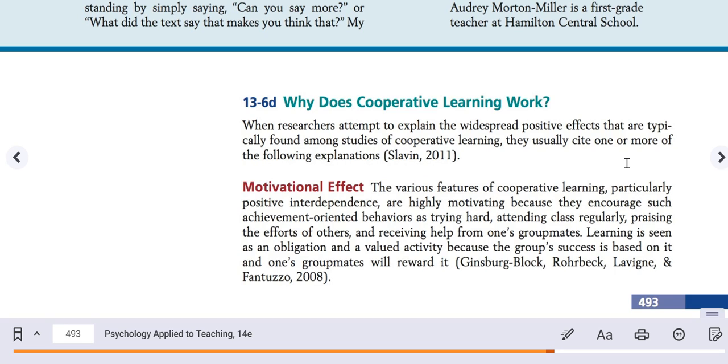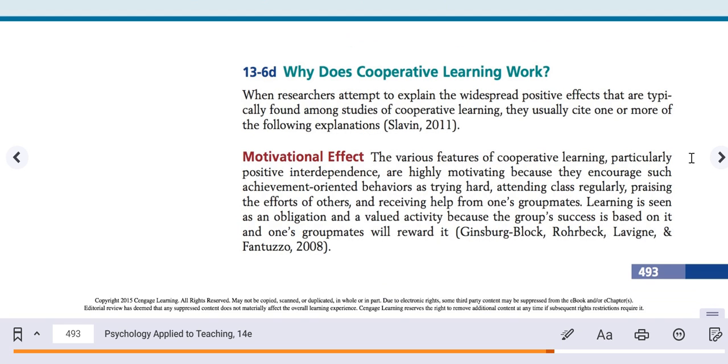Why does cooperative learning work? When researchers attempt to explain the widespread positive effects that are typically found among studies of cooperative learning, they usually cite one or more of the following explanations. Motivational effect. The various features of cooperative learning, particularly positive interdependence, are highly motivating because they encourage such achievement-oriented behaviors as trying hard, attending class regularly, praising the efforts of others, and receiving help from one's group mates. Learning is seen as an obligation and a valued activity because the group success is based on it, and one's group mates will reward it.